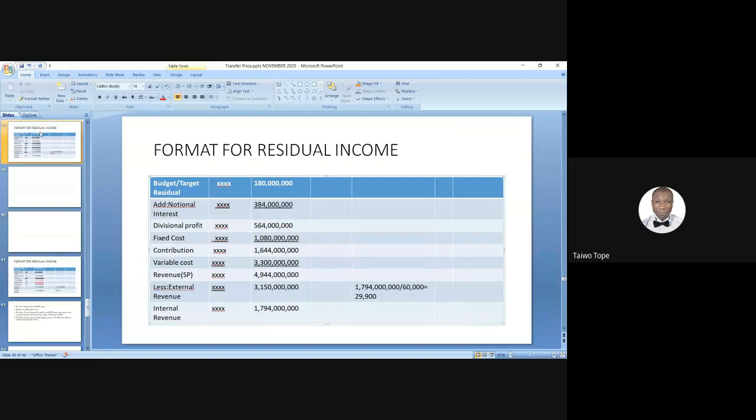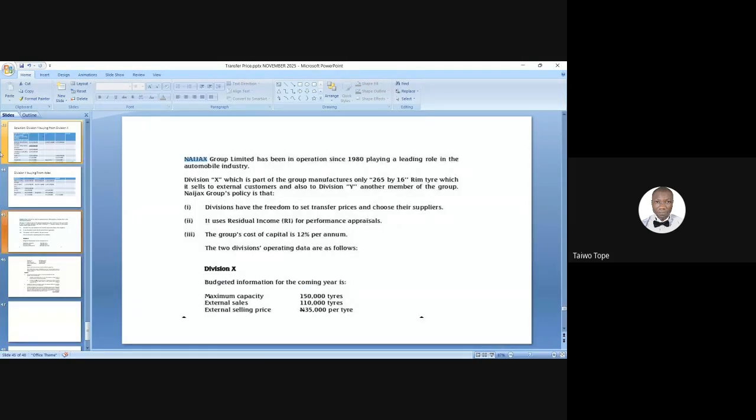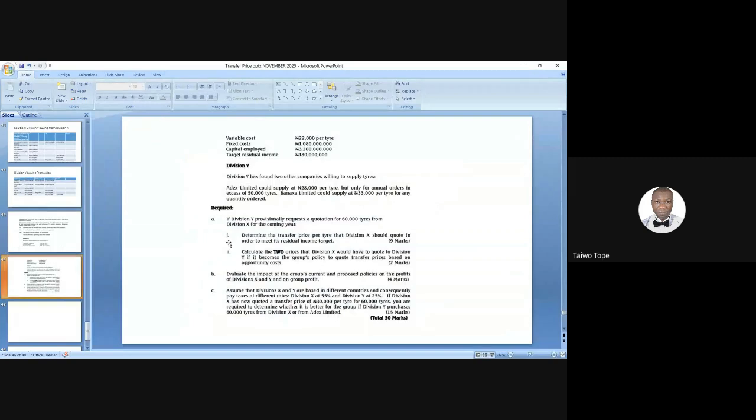So let's go to the B part. The B part is saying what? Calculate the two prices that division X would have to quote to division Y if it becomes the group's policy to quote transfer prices based on opportunity cost. I used to like opportunity cost, because the examiner will always like to test it, but it's not difficult to determine.